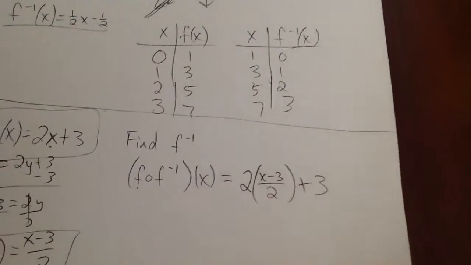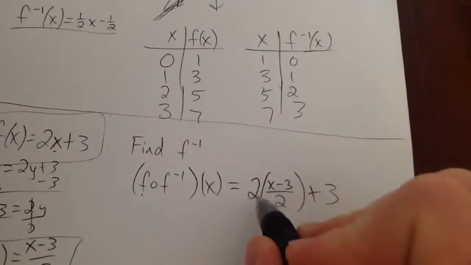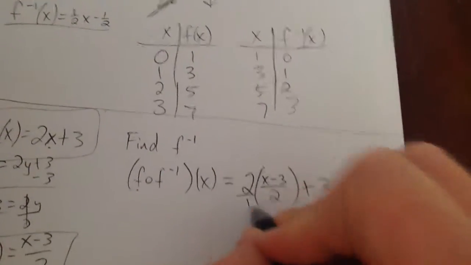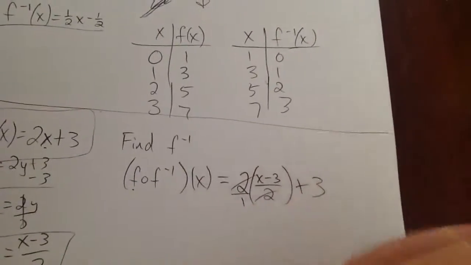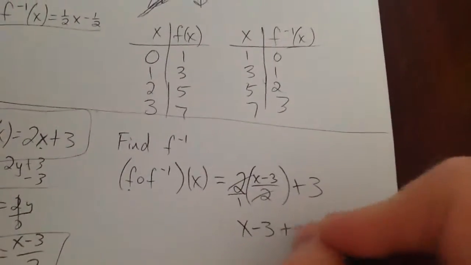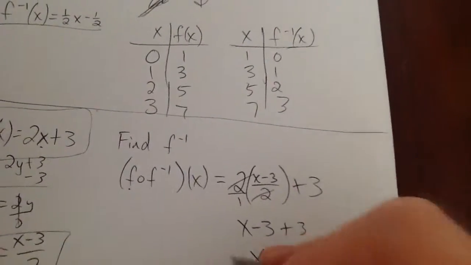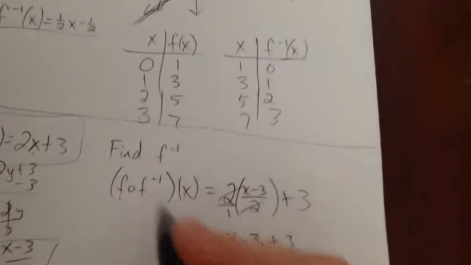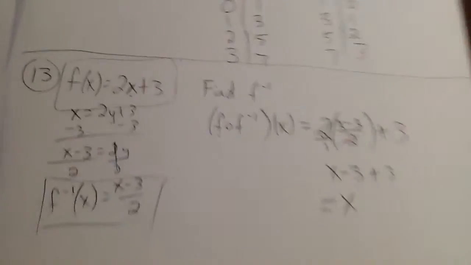So I got this, now you just simplify. Well, 2 times this, that's like 2 over 1, we're multiplying fractions, the 2's are going to go away. That leaves you x minus 3 plus 3, well negative 3 plus 3 is just x. Boom. That tells me that those are indeed inverses of each other.